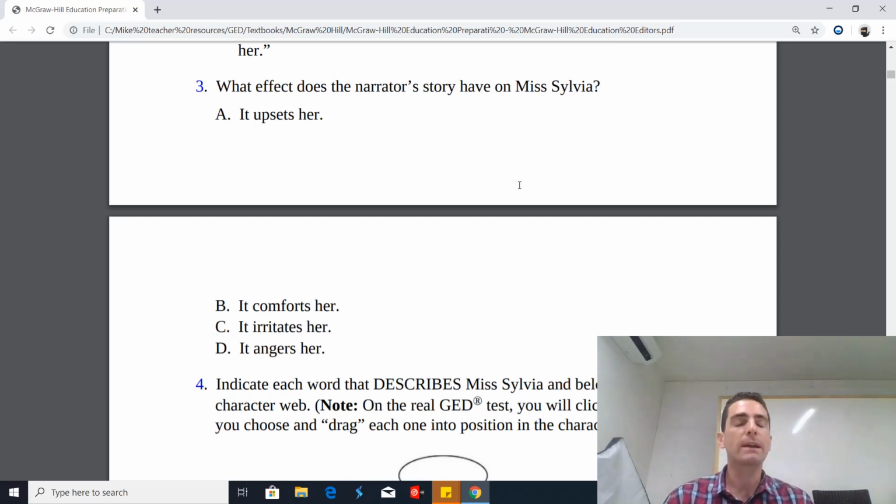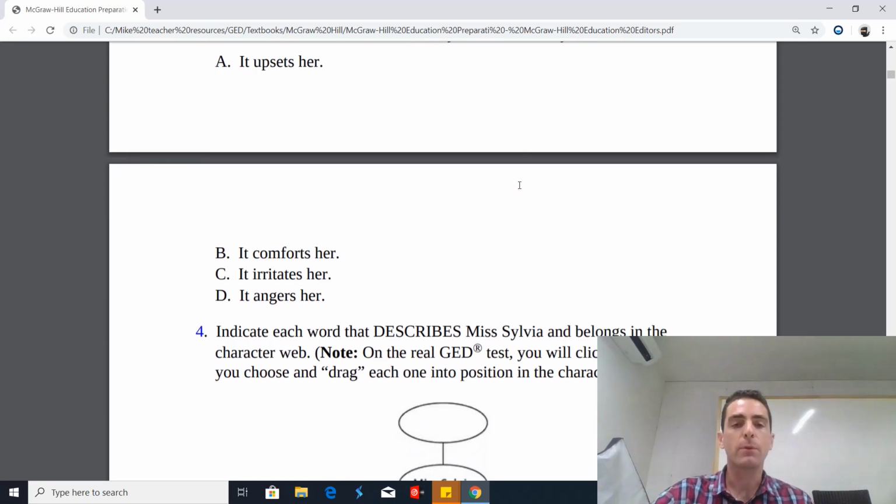She sobs, she cries, she breaks down, and then she actually is driven to tell her own. She has like an outpouring of emotion when she tells the young boy her own story. So definitely it's A. It upsets her. Okay, moving on.